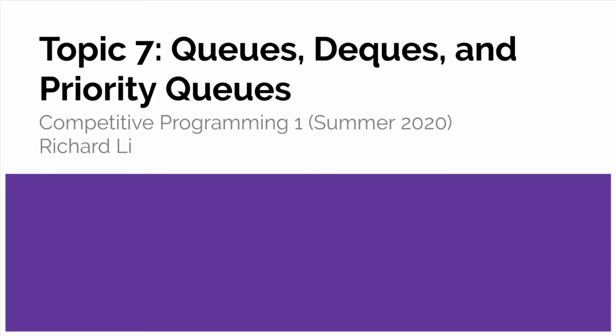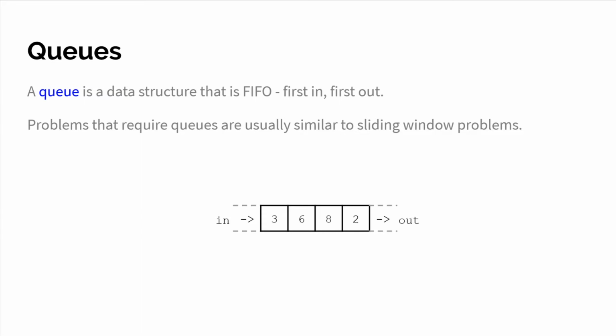Now, onto the lesson. We're going to start off by talking about queues. Queues are data structures that are first in, first out. You insert elements at one end and remove them from the other. Generally, problems that you can solve with a queue can also be solved with two pointers/sliding window, which are covered in topic 4, so I'm not going to be going over this too much. However, I'm going to be going over one practice problem just so you can see how it's done.